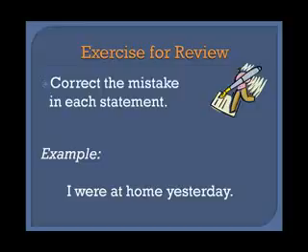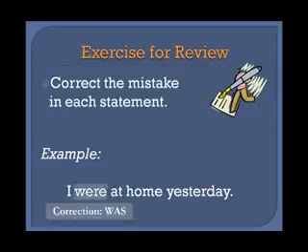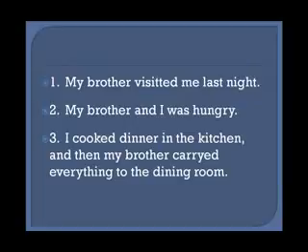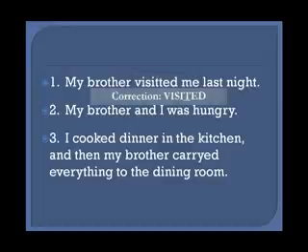Exercise for review. Correct the mistake in each statement. Example, I were at home yesterday. The mistake, were. The correction, was. Now you try to find the mistakes and make the corrections. Number 1. My brother visited me last night. The mistake, visited. The correction, visited with 1 T. This is a spelling mistake.